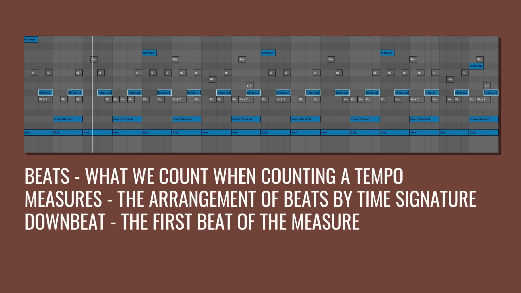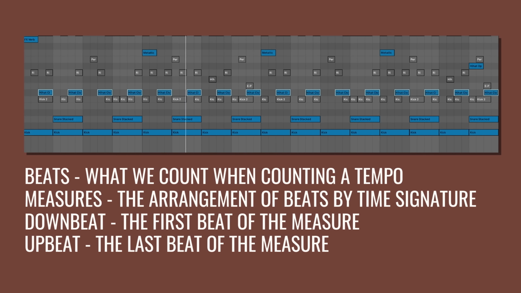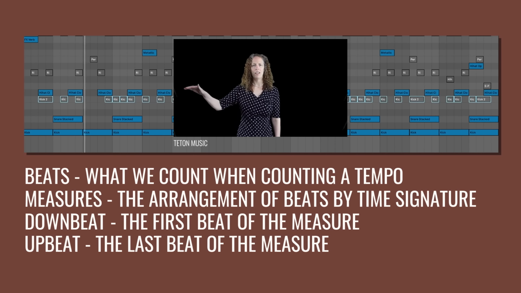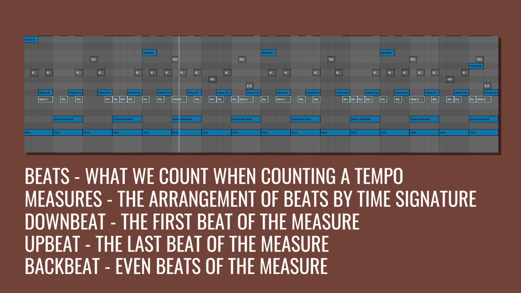good. The last beat of our measure is called the upbeat, named so after how a conductor usually moves their hands up at the last beat of the measure. The backbeat is a rhythmic accentuation on even beats, the 2s and the 4s. This is usually where we're going to put our snares and our claps.